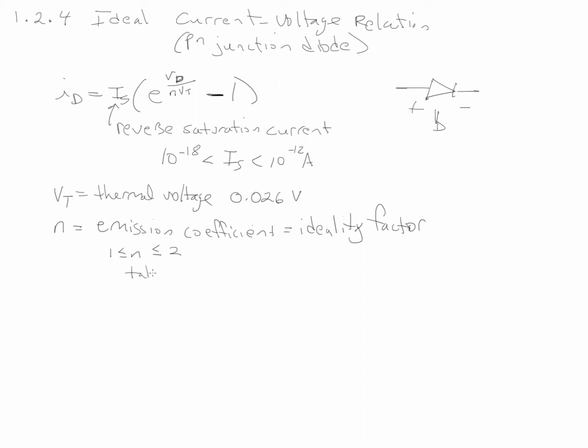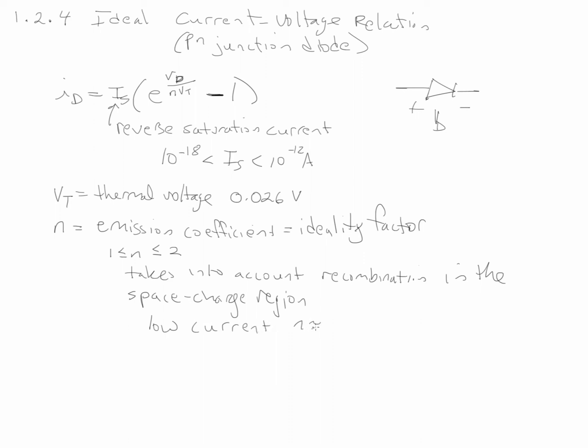And n takes into account recombination in the depletion zone or space charge region of the p-n junction diode. And what they say in the book is for low current, n is approximately 2, and at higher currents, and they don't specify what the actual values are, n is approximately 1. And the book basically says from now on and forever, we'll just assume n is equal to 1.